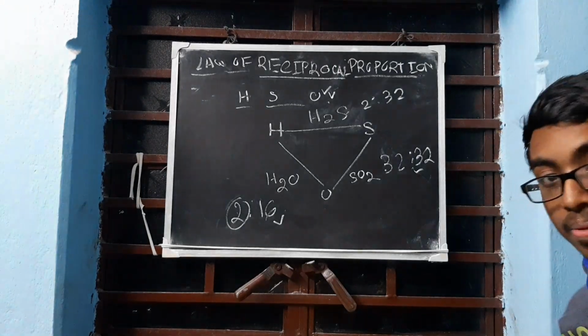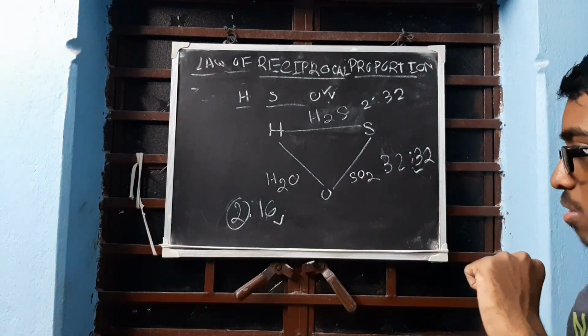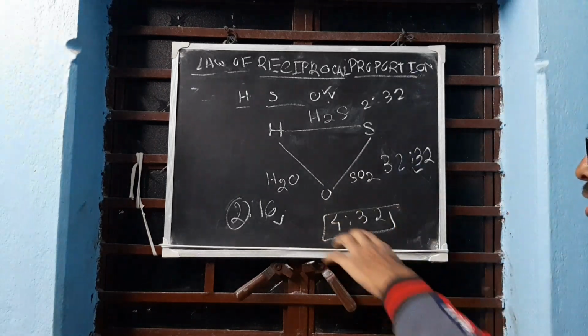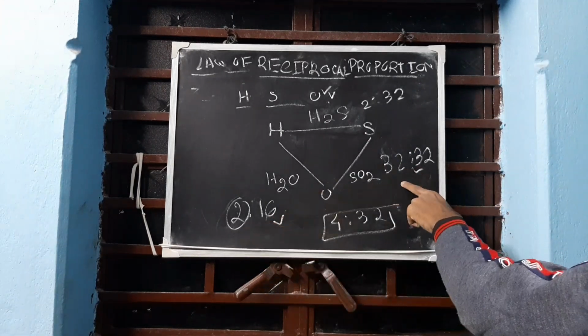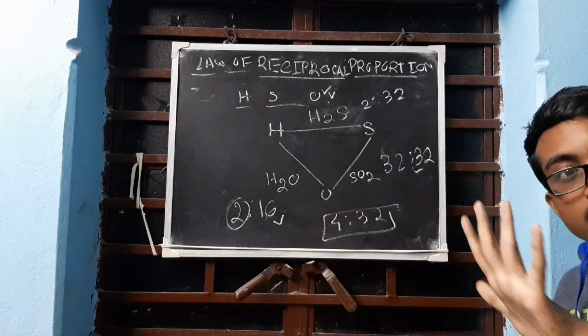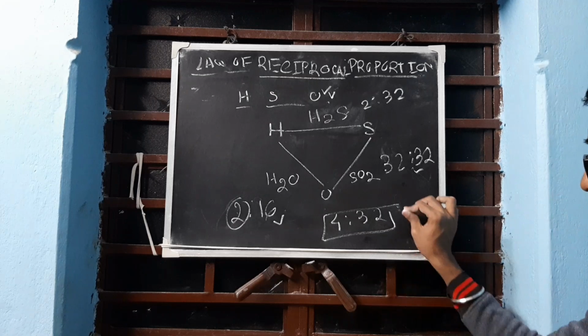Okay. This will become 4. So what is the ratio? Ratio is 4 is to 32. Am I correct? This is becoming 4 and this is 32. So the ratio in which they are combining with the third element is 4 is to 32. That I can say as 1 is to 8 now.